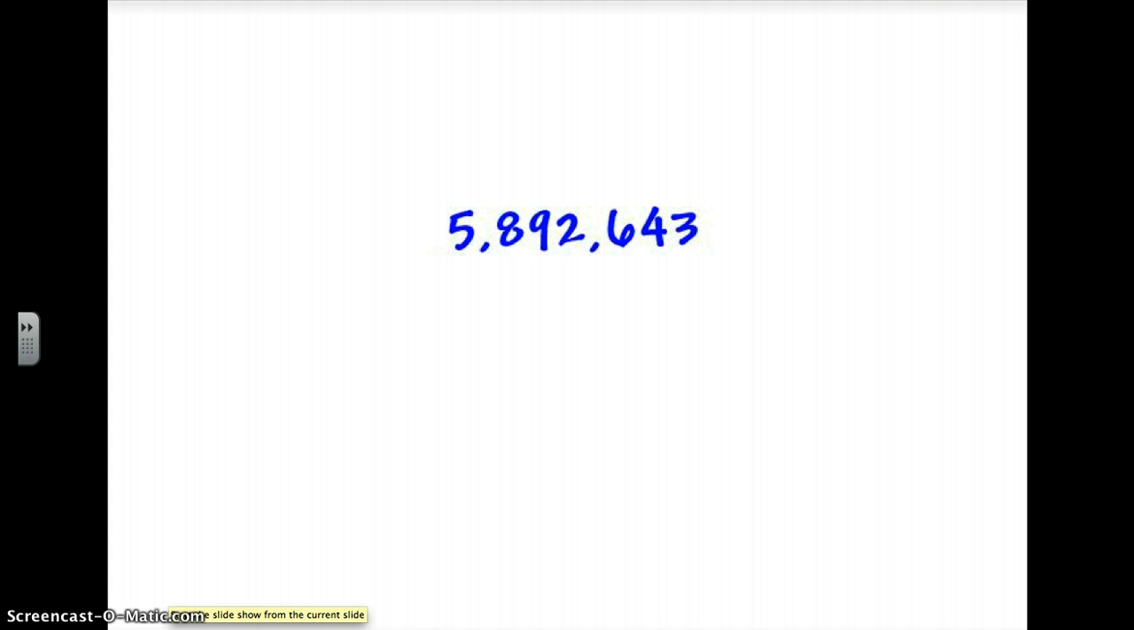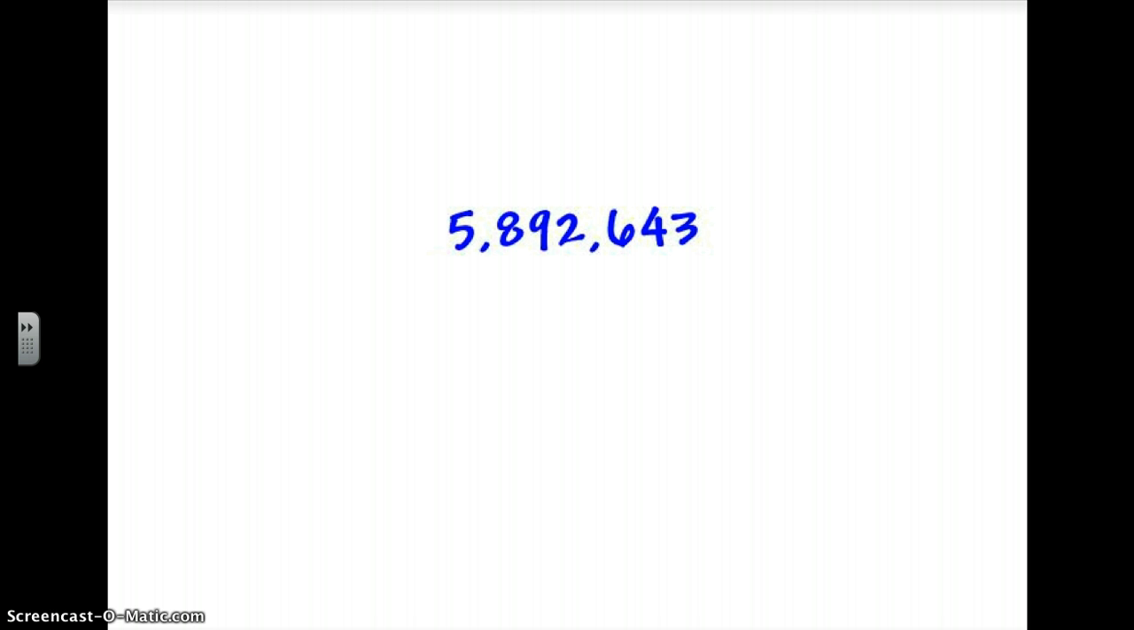Okay, so now let's look at this number that we have here, and I want you to quickly read this number to yourself. Okay, if you read 5,892,643, you would be correct. What helps us to read this number is simply the placement of each digit. We know that this is a whole number. So all the way to the right, this digit 3 must be considered to be the ones place.